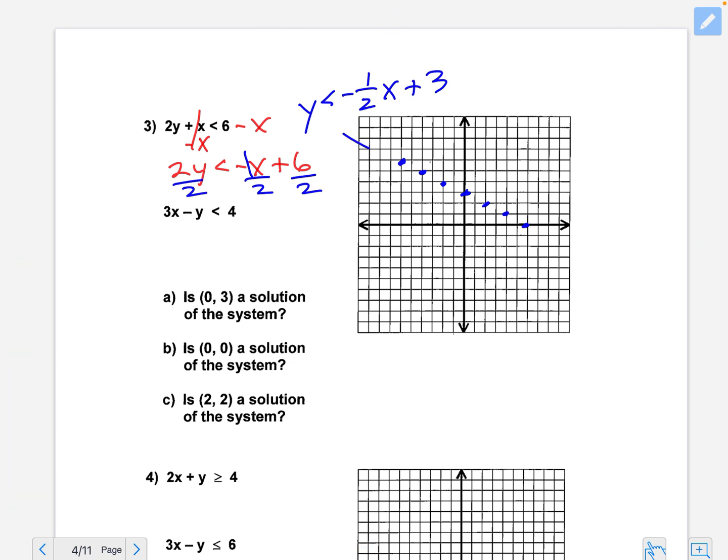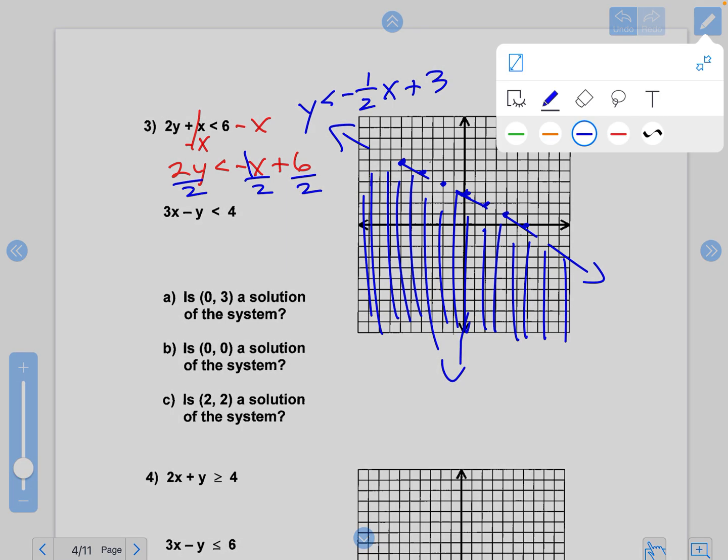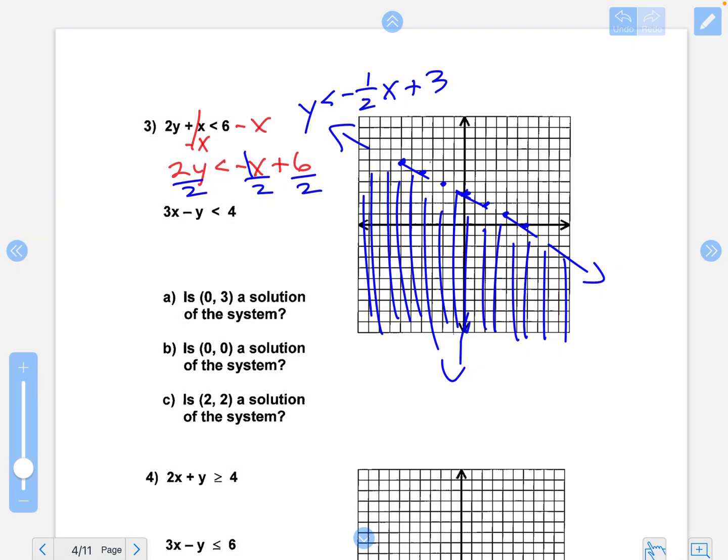This does not have a line under it, so it is a dashed line. It's a less than. Where do all the y's get less as we go down? So we shade below. And then this one, I need to take away the 3x. Negative y is less than negative 3x plus 4.